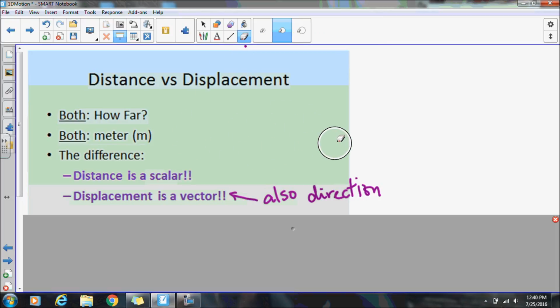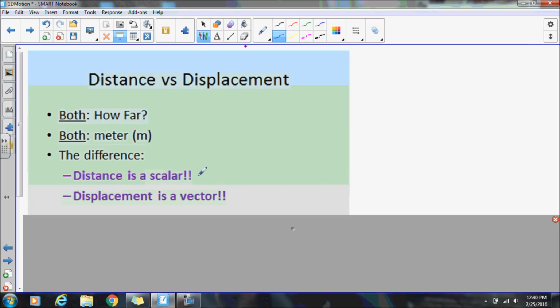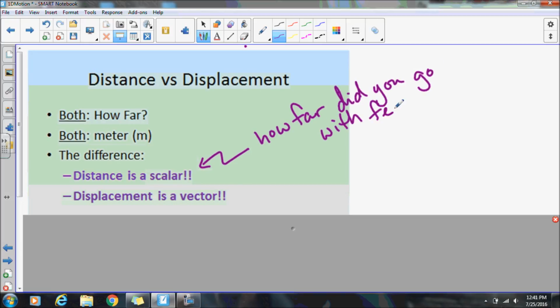Another way to give a more specific way of defining these two things is that distance is how far did you go with your feet? So this would be like your odometer in your car. Whenever you pull out of your driveway, it doesn't matter. Your car doesn't care what direction you're going. The odometer is just going to keep turning and turning. Every mile you go, it clicks another mile.